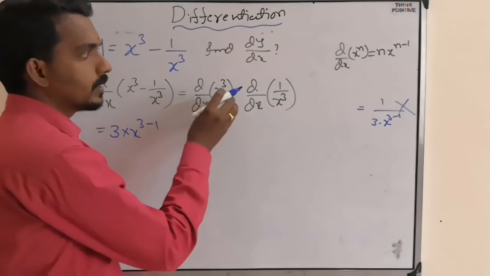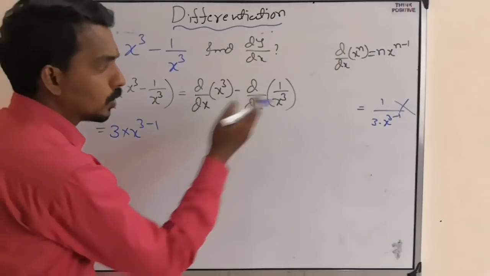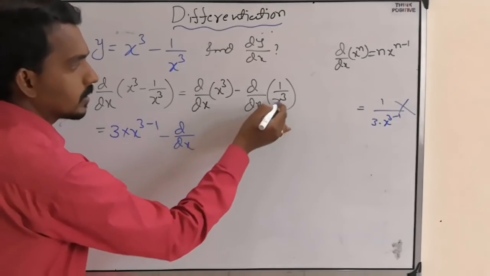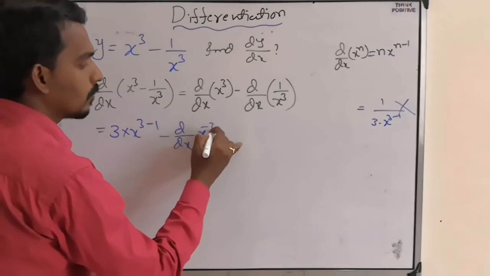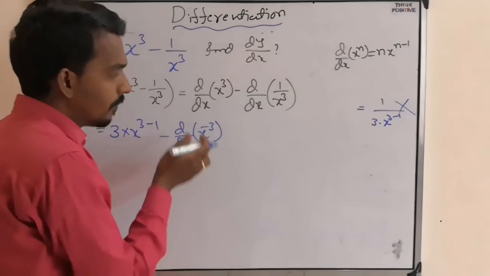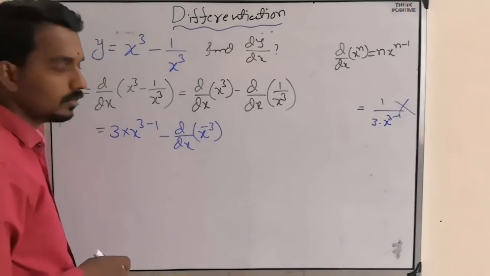You can apply the differentiation formula only for the numerator. But how to do this one? Then simple manipulation. That is, take this to the numerator as x power minus 3. Now it is x power n form, where n is minus 3.